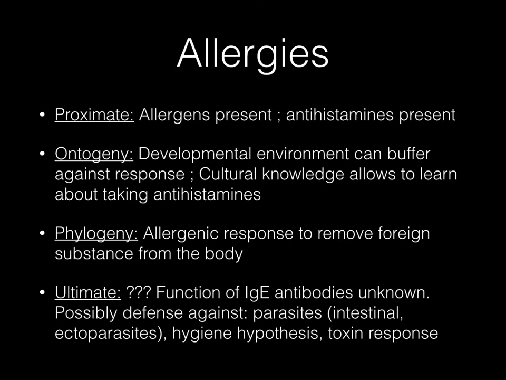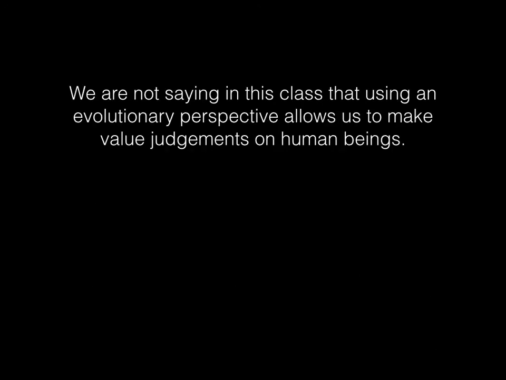A few things we have to cover before we can end this lecture series. We have to understand what we are not saying about humans using an evolutionary perspective. We are not saying in this class that using an evolutionary perspective allows us to make value judgments on human beings. Understanding why some people might have a susceptibility to heart disease or allergies or cancer doesn't mean that we should sterilize these people and not allow them to breed or deny them marriage rights or in other ways try to change the course of human evolutionary history.